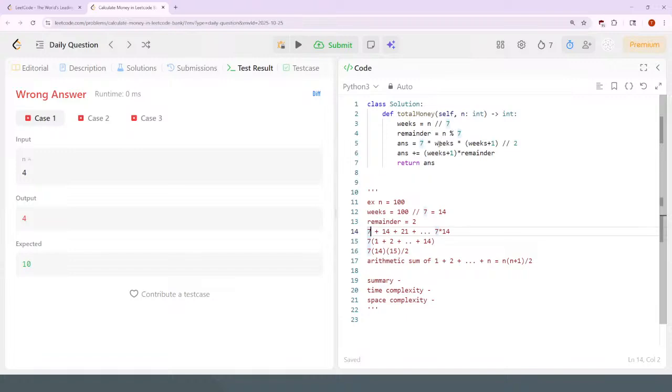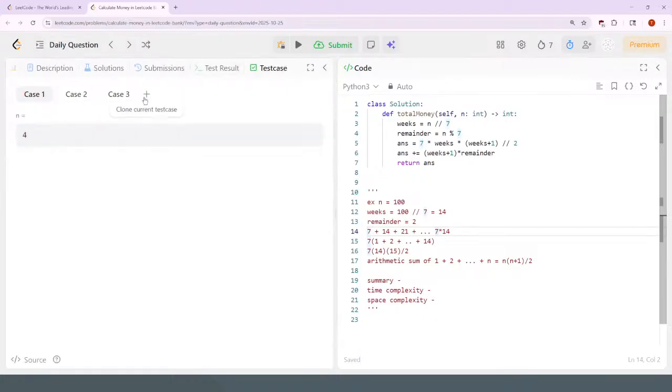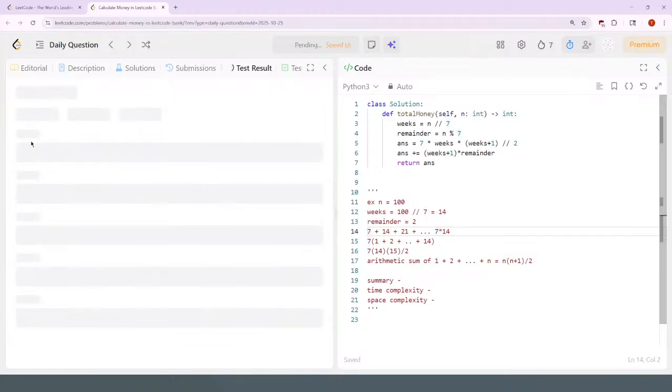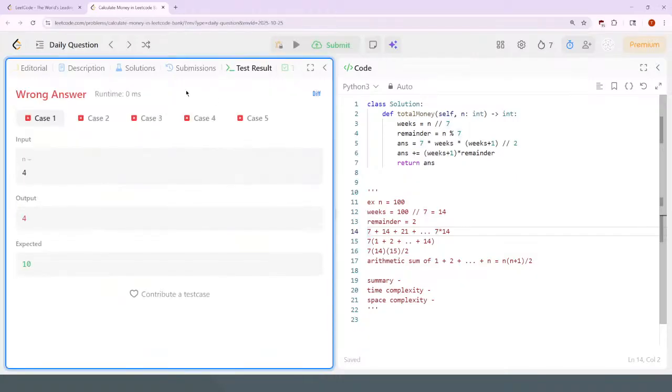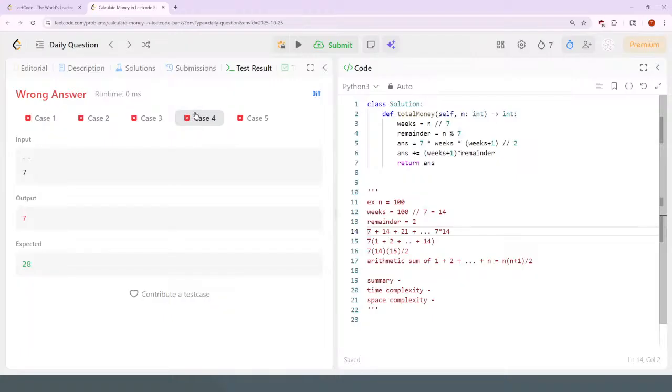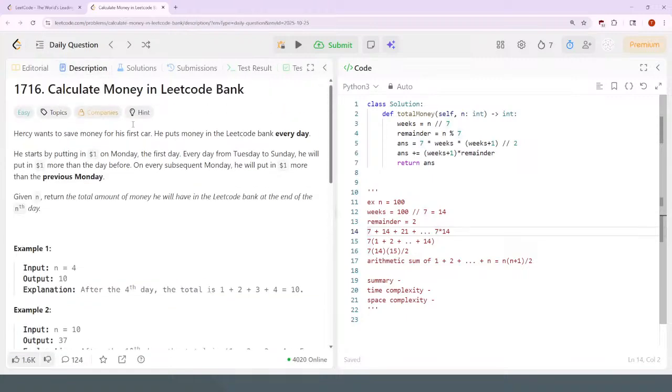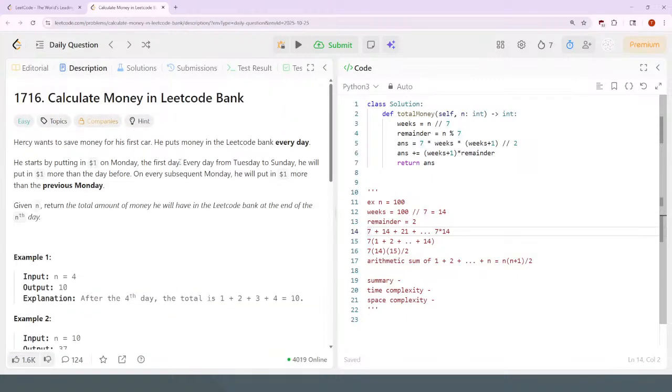So it should be 7 times 1 times... let me double check here. N is 7 and n is 14. See if those are correct somehow. No, they're still wrong. Very wrong, actually. What's going on? Starts by putting $1 in the first day. Every day from Tuesday to Sunday, he'll put in 1 more than the day before. On every subsequent Monday, he'll put in $1 more than the previous Monday.